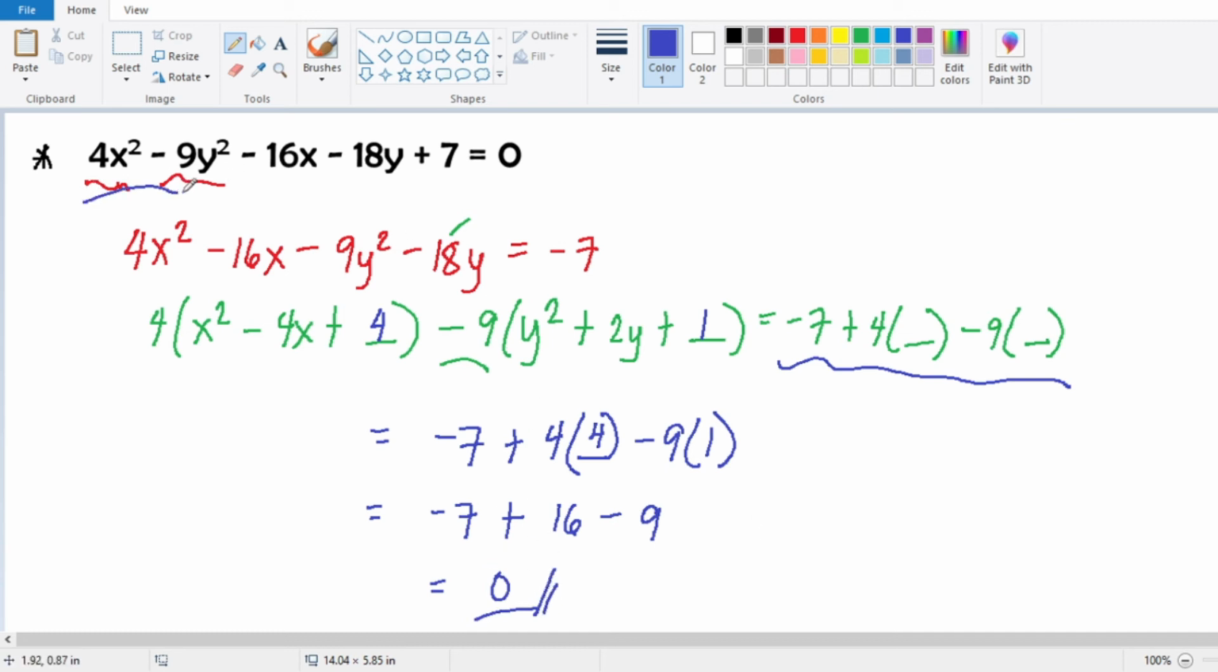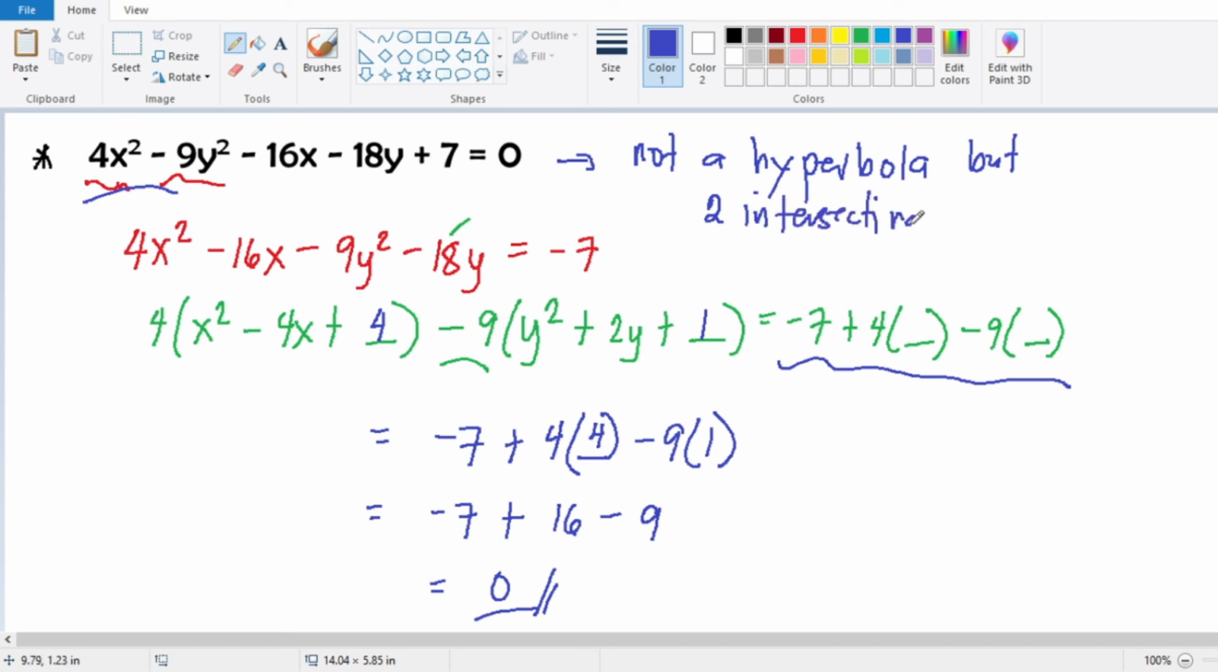So this one is not hyperbola, but two intersecting lines. That's it.